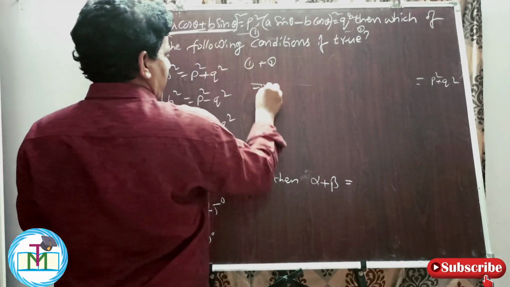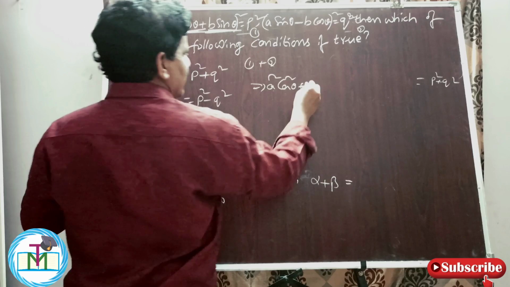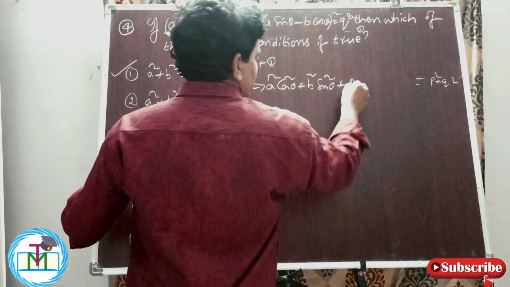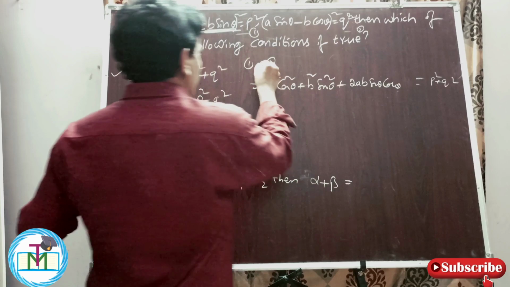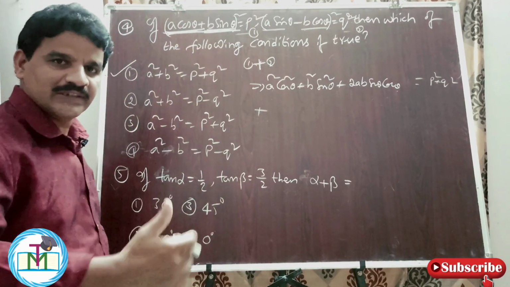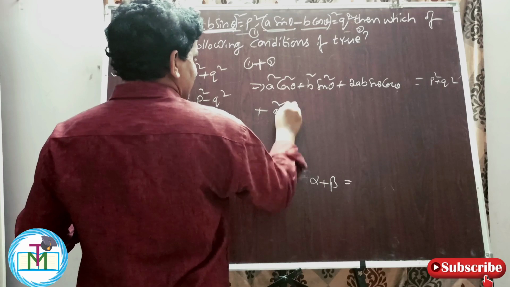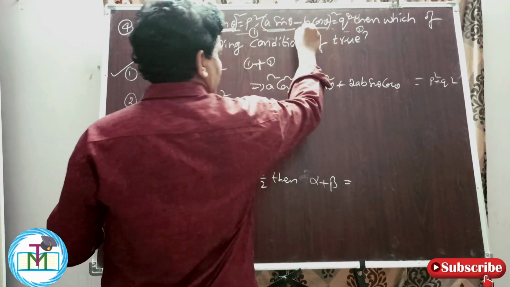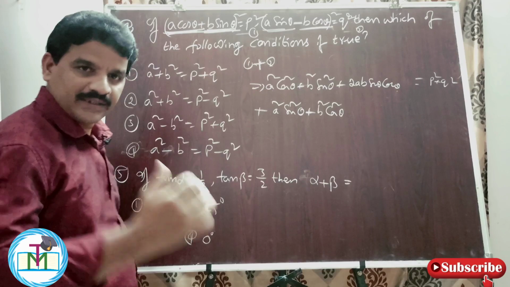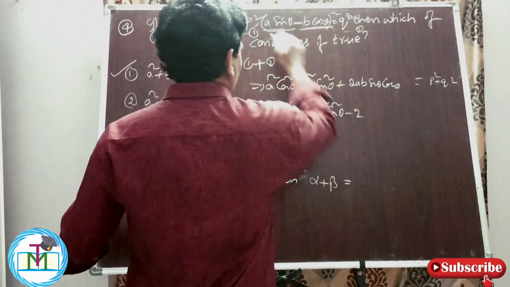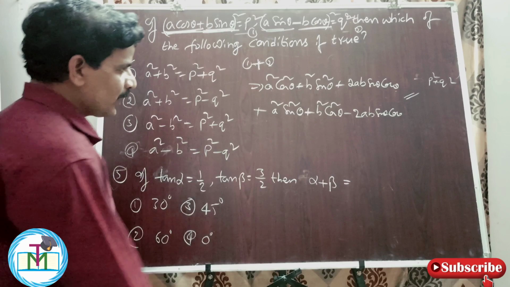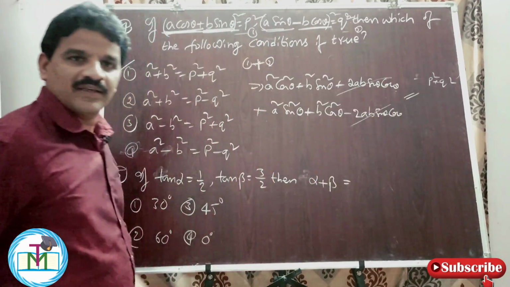Right. A square means what? A square cos square theta plus b square means what? B square sin square theta plus 2ab means 2 into this part into this part. Means 2ab sin theta cos theta. We are adding the equation 1 and 2. Therefore plus, again this is a minus b whole square: a square plus b square minus 2ab. A square means what? A square sin square theta plus b square. What is b here? B cos theta. B square cos square theta. Minus 2 into, we have to multiply this, ab sin theta cos theta is equal to how much? P square plus q square. Plus 2ab sin theta cos theta minus 2ab sin theta cos theta cancel.